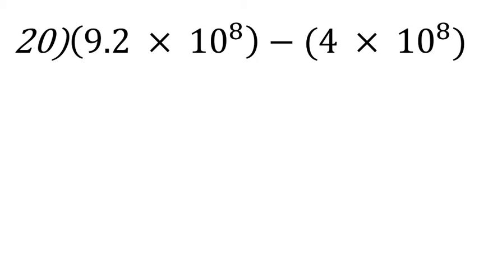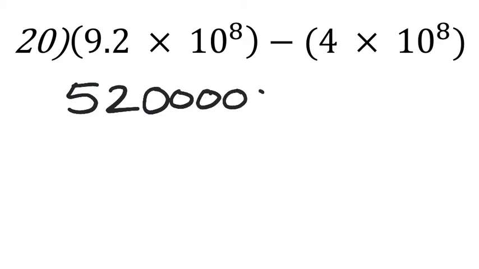So open parentheses, 9.2 times 10 to the power of 8, close parentheses, minus, open parentheses, 4 times 10 to the power of 8, close parentheses, enter. And that's what my calculator shows me: 5, 2, and then 7 zeros. You can put commas in there if you'd like. So that looks like 520 million.